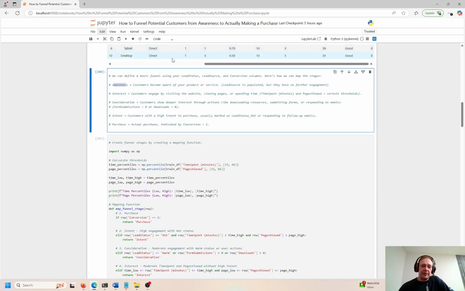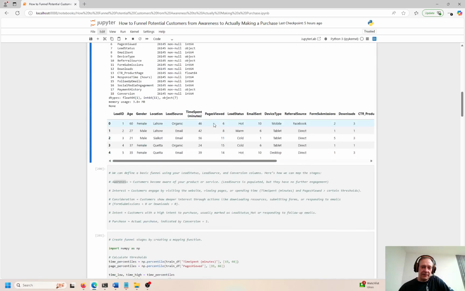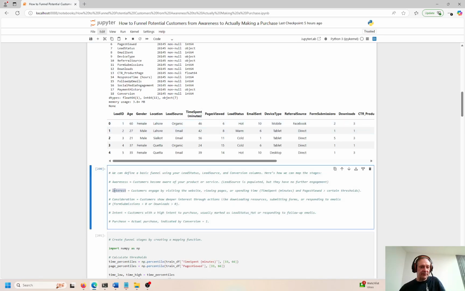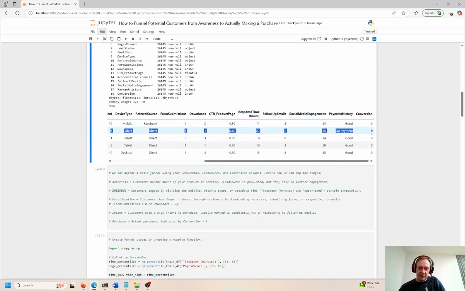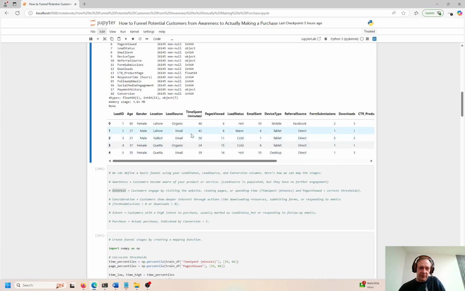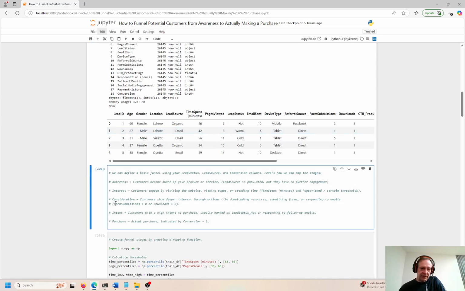So anybody that spends 45 minutes, 46 minutes, whatever this thing is, 42 minutes, is probably interested in your product, right? There's an interest, but you can see for this row right here, this person is actually not making a purchase because we have conversion 0. So they did engage with the site. They visited a total of 8 pages, but they didn't make a purchase, right? So there's some interest, but no actual transaction there.